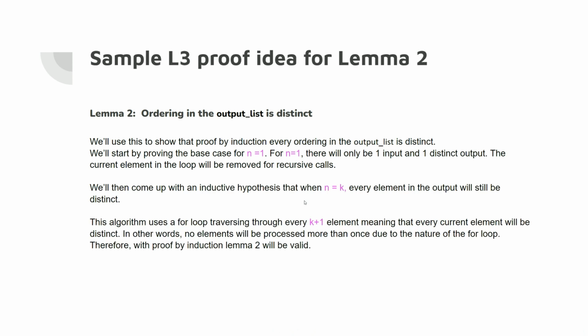This is a sample L3 version of the proof idea for lemma 2. Compared to L5, this version did not apply the inductive hypothesis. It only states that this algorithm uses a for loop traversing through every k plus 1 element, meaning that every current element will be distinct. In other words, no element will be processed more than once. The reason for the reduction is that it does not extend the idea beyond the nature of for loop, using an inductive hypothesis.